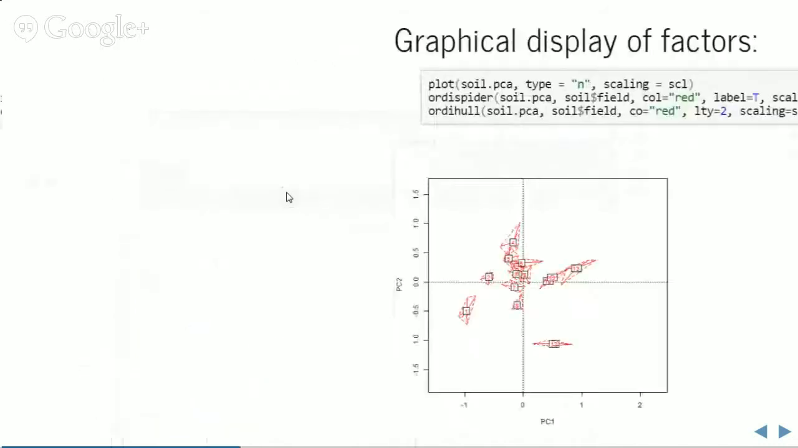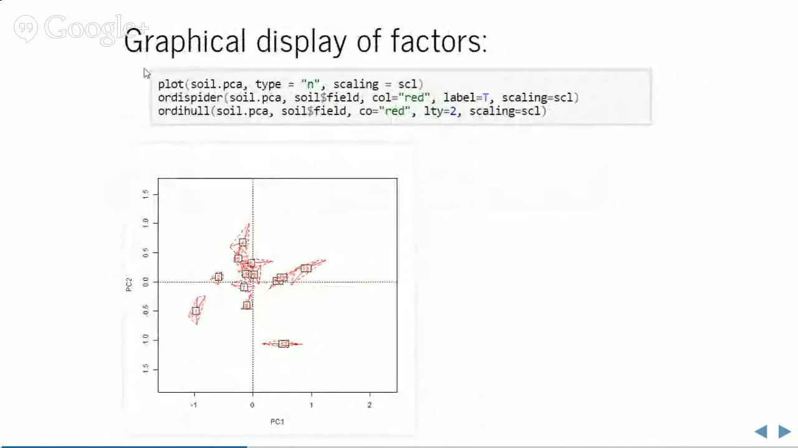These other 2 options look like this. This is a combination of ordispider and ordihull. So ordispider is going to move from the centroid of your factor and draw little lines out to each of the individual sites or points that make them up. And then ordihull will draw a dotted line around the whole group. So those are just a couple of different ways of showing groupings on your ordination plots.